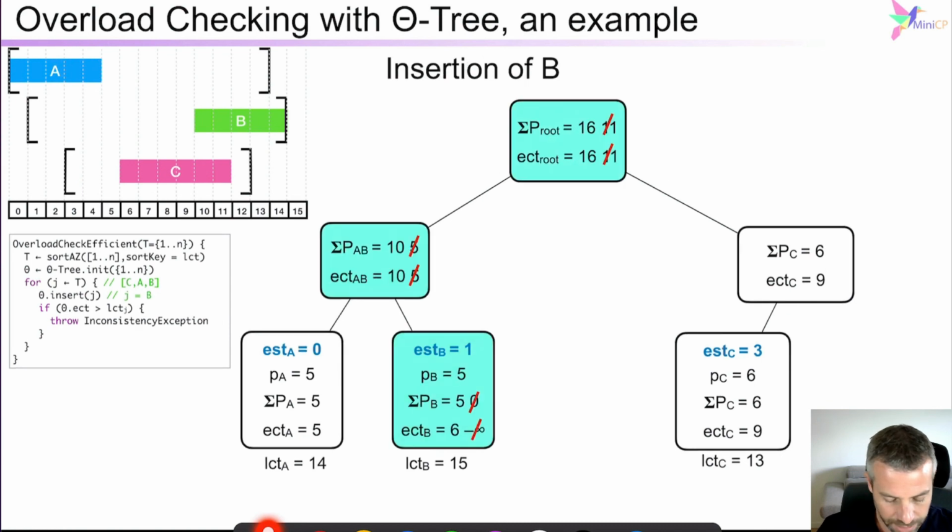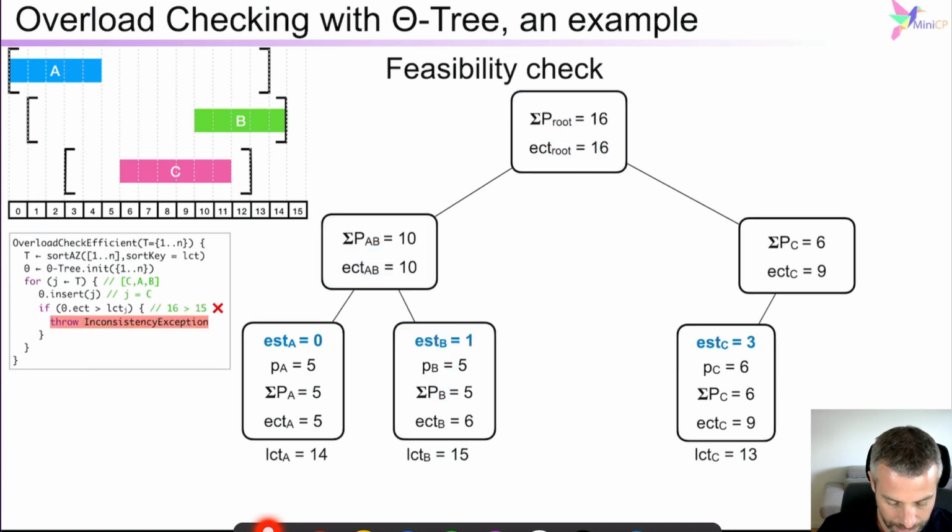And finally, we insert the activity B. The activity B, we update everything starting from the activity B, okay? That's the node of the activity B. We update everything. Now we've got 16 for the earliest completion time for the set A, B, and C, because at the third iteration, we have inserted all the 3 activities. And the test is now 16 larger than 15. That's the case, right? And we will throw the inconsistency to reflect that it's infeasible to schedule all the 3 activities A, B, and C inside the current time windows.